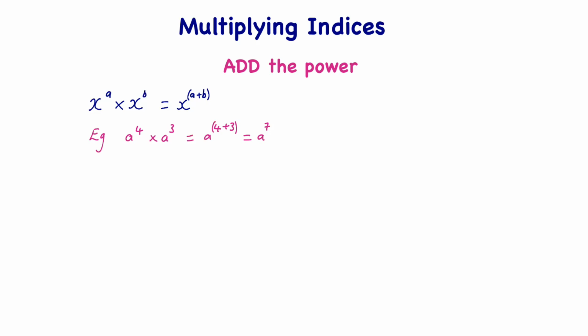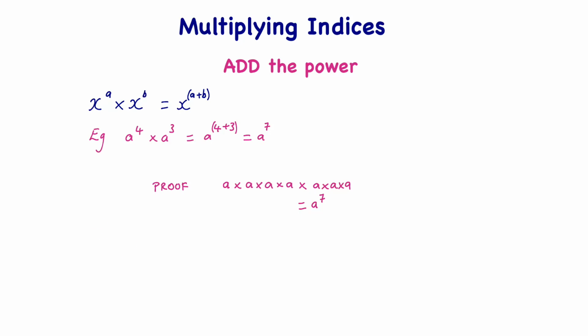Now if we were to look at the proof of that, you would see that you have a times a times a times a, which is a to the power of 4, multiplied by a times a times a, which is a to the power of 3. So altogether, that is 1, 2, 3, 4, 5, 6, 7 a's times together, hence the answer is a to the power of 7.